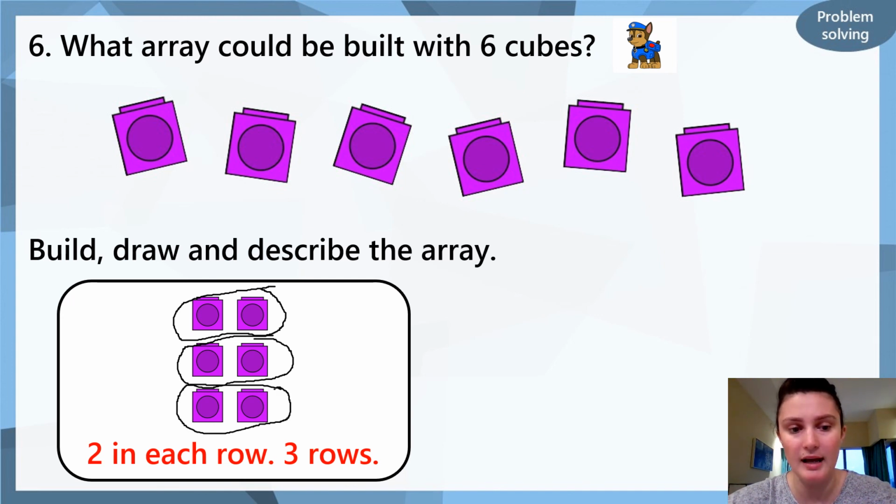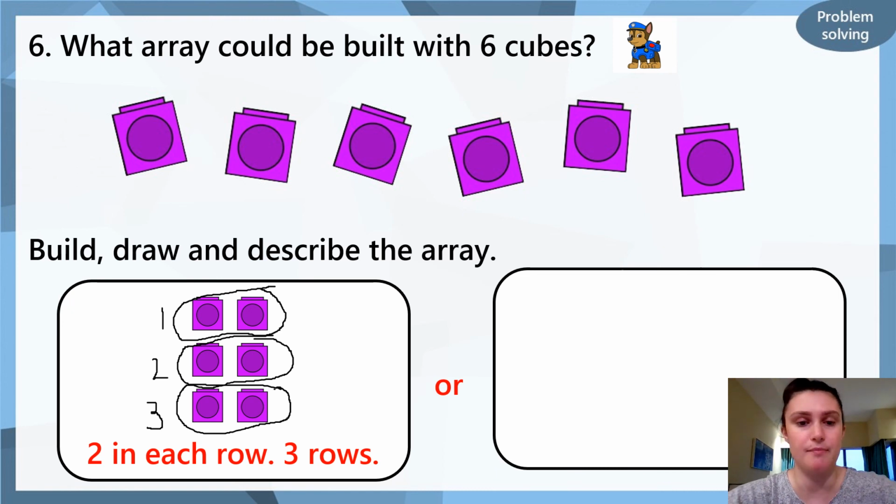How many rows do I have? 1, 2, 3. Now my writing is very messy because I'm using the computer. I think when you're doing it, your writing will be a bit neater. So we can make it this way. Or there's another way that we'll be able to make it.